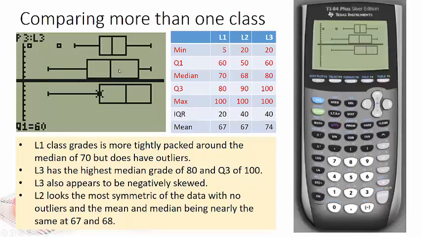And L2 looks the most symmetric of the data, I would say. It's roughly symmetric. And you can tell that the mean and the median are nearly the same. In terms of medians, my highest class I would say would be the L3 class, definitely. I need to worry about these guys down here. And I've got a bit of a spread in my L2 class, which I'm okay with the spread when it's high like this. And I'm less okay with the spread when it's low.